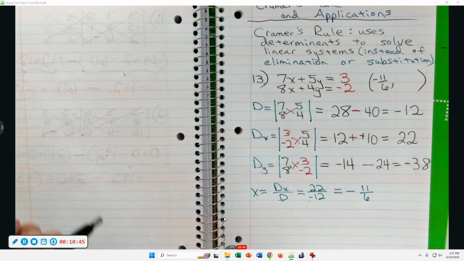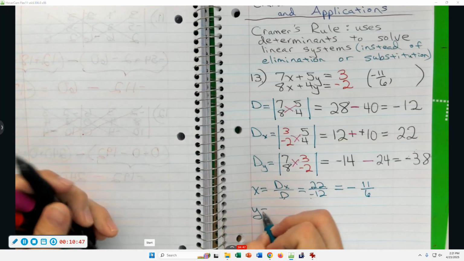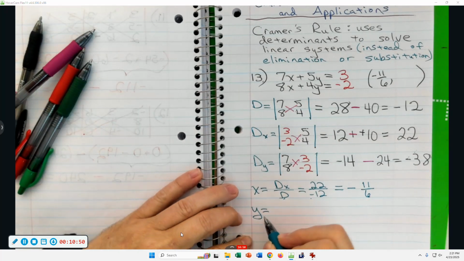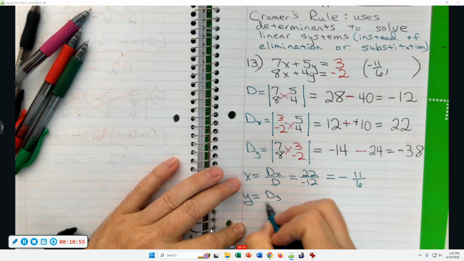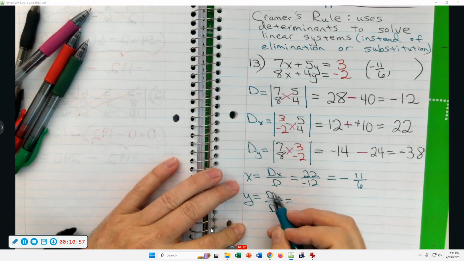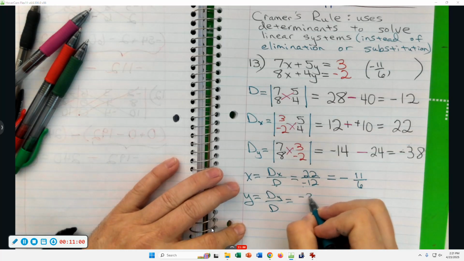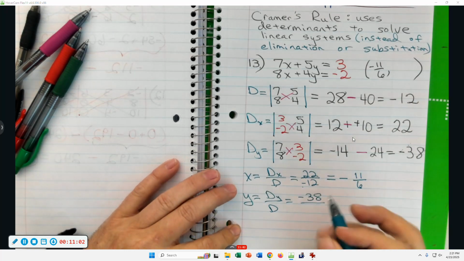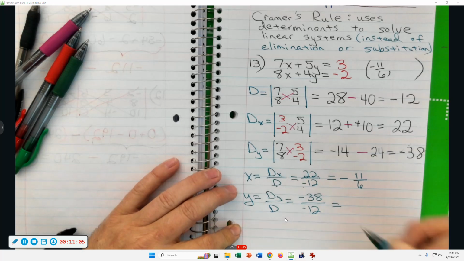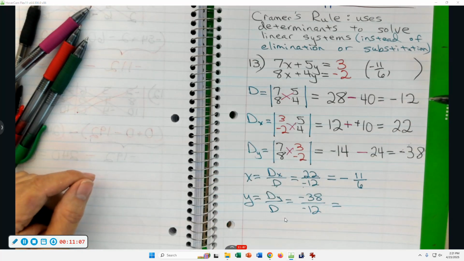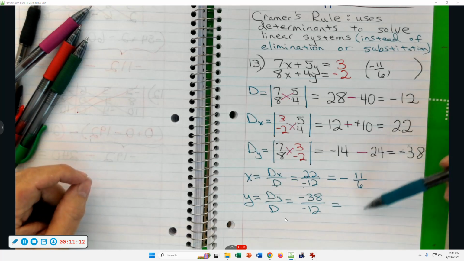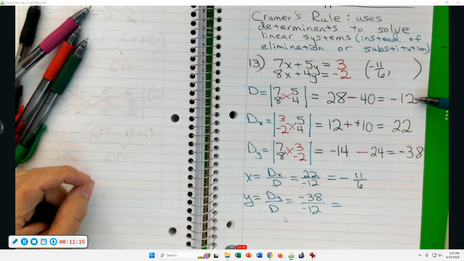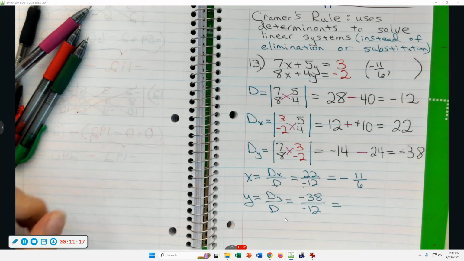To find y, Cramer was able to prove that the value of y would always equal d sub y divided by d. D sub y turned out to be a negative 38. And D turned out to be a negative 12. Realize you better not mess up on D, because you're using the value of D for the answer to every variable, x and y. If you mess up on D, you're going to get x wrong and you'll get y wrong.